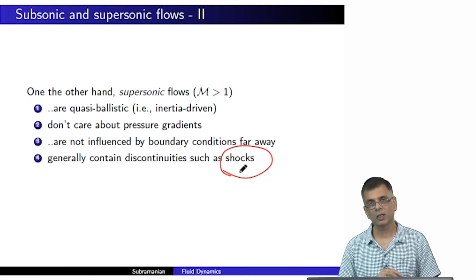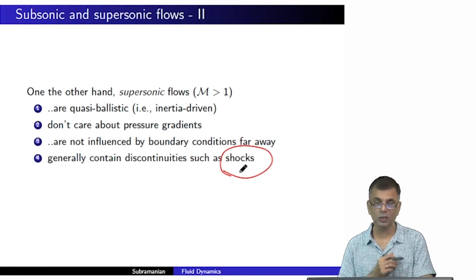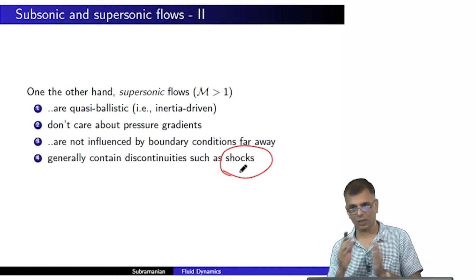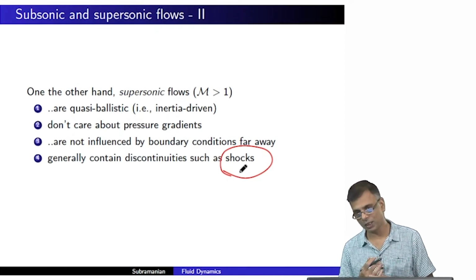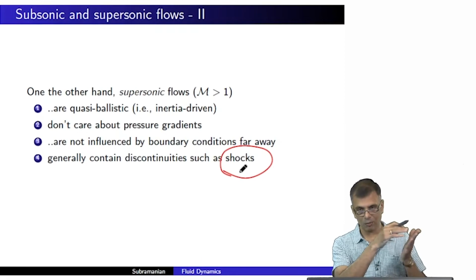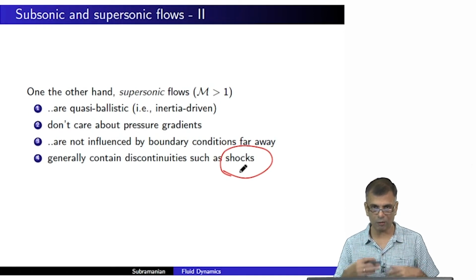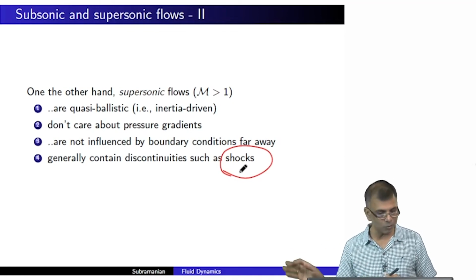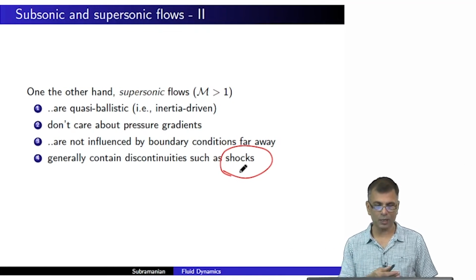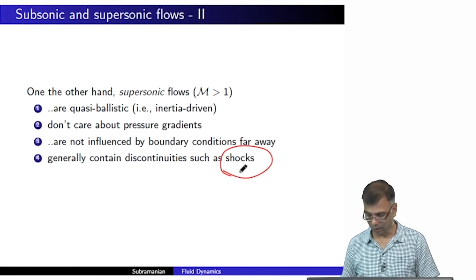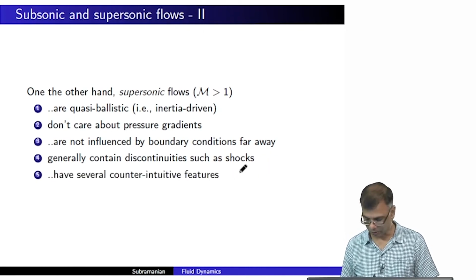There are some counterintuitive features that arise in supersonic flows, and the situation gets especially complicated when one tries to transition between subsonic and supersonic flows. If a flow is transitioning from Mach number less than 1 to Mach number greater than 1, you have to pass through what's called the sonic point, where the velocity of the flow becomes equal to the speed of sound, and so one has to be really careful. We will come to all these. For the time being, just to remark that supersonic flows generally contain discontinuities such as shocks, and they have several counterintuitive features as we remarked.